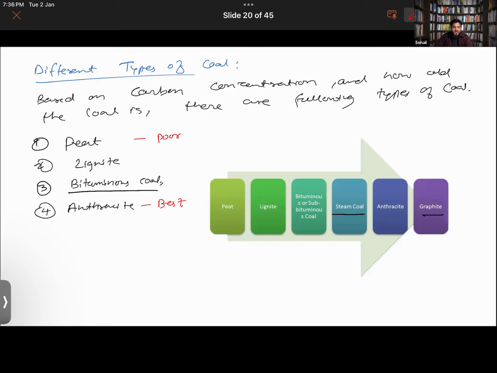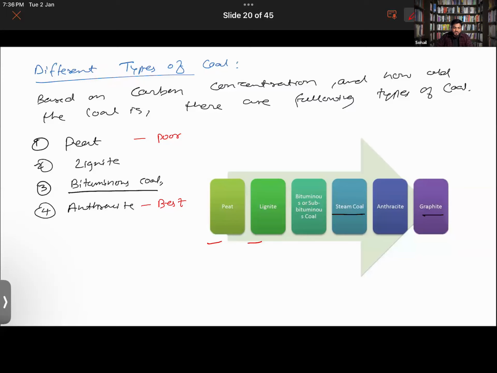And out of the different varieties of coal, we have peat, we have lignite, we have bituminous or subbituminous, and anthracite. So which one is the best coal? Anthracite. And peat is the lowest quality, the poorest quality of coal, right?